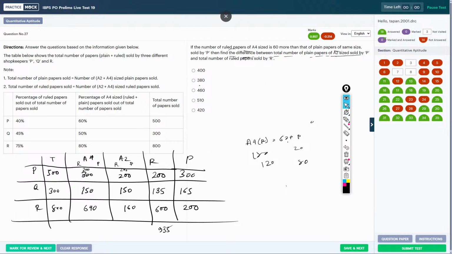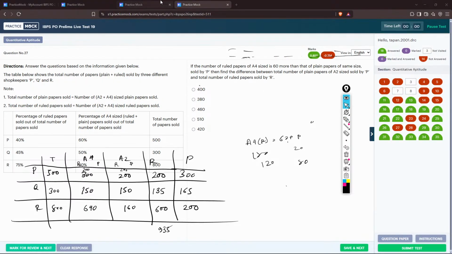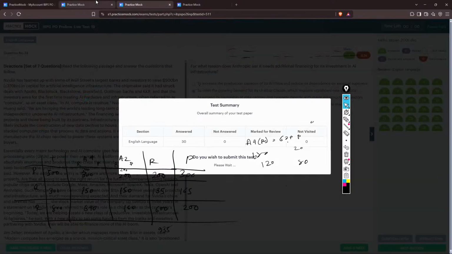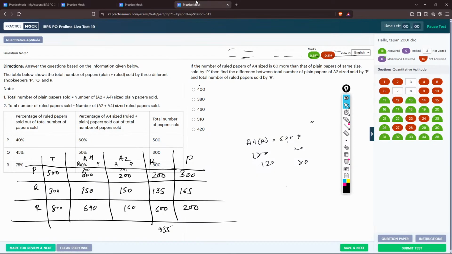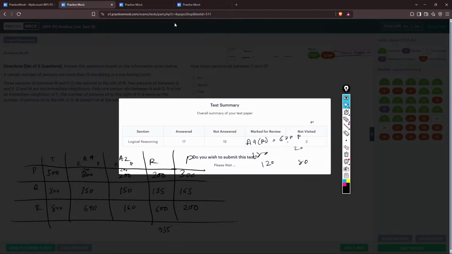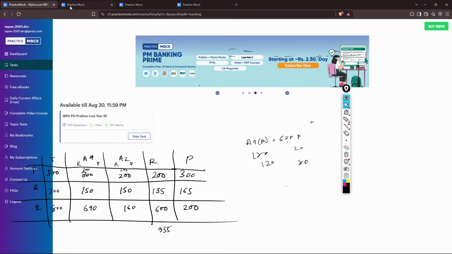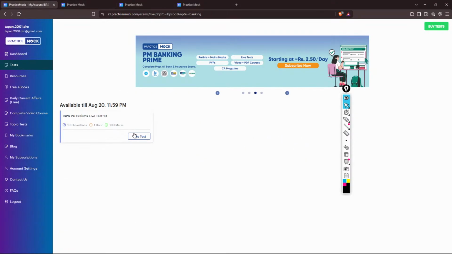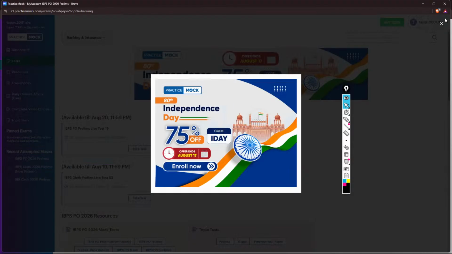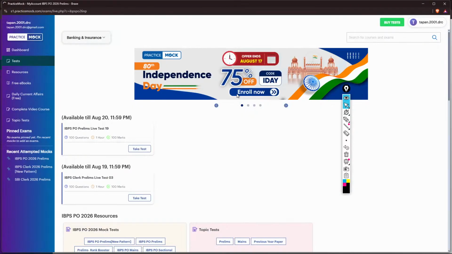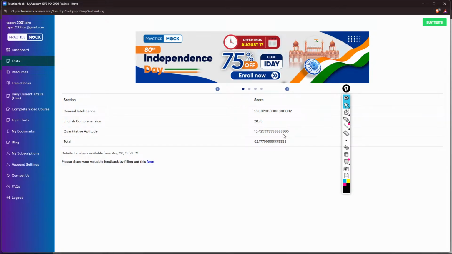So anyways, I've attempted close to 70, less than 70. So here 30, here 17. So I've attempted 65. So I'm expecting somewhere around 60 because I don't think I have attempted many wrong questions. So let's see. Yeah, 62 point something.